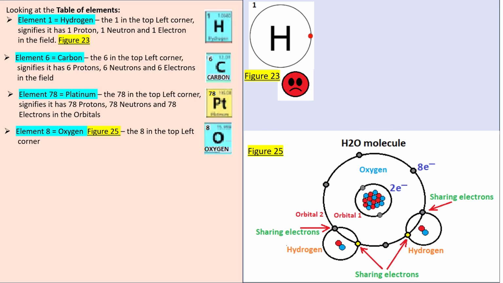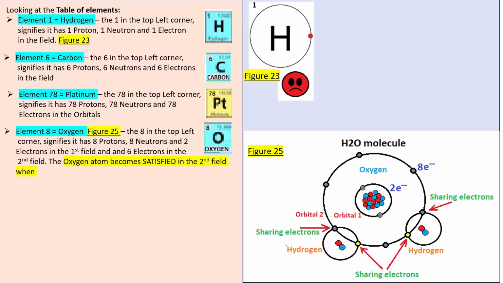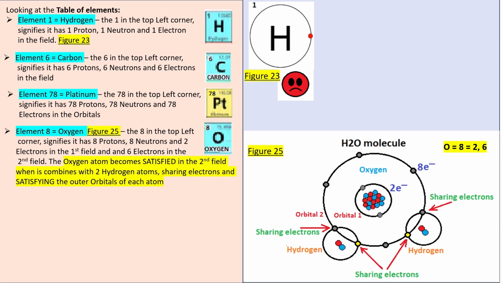Element number 8, which is oxygen, figure 25, it has 8 in the top left corner, which signifies it has 8 protons, 8 neutrons, 2 electrons in the first shell, and 6 electrons in the second shell. The oxygen atom becomes satisfied in the second shell when it combines with 2 hydrogen atoms sharing electrons and satisfying the outer orbitals of each atom. So there you can see when the hydrogen binds with the oxygen, which is H2O, which is water, then you see the sharing of electrons and the atoms become happy, and the little green faces showing there.